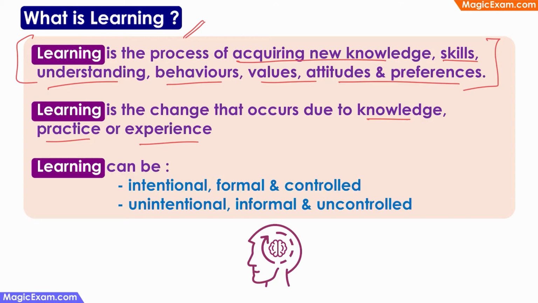For example, the child goes to school, then the child learns about money in the school. So the child is acquiring some knowledge. Then the child goes to a market and tries to use the money that has been given to him by his parents.